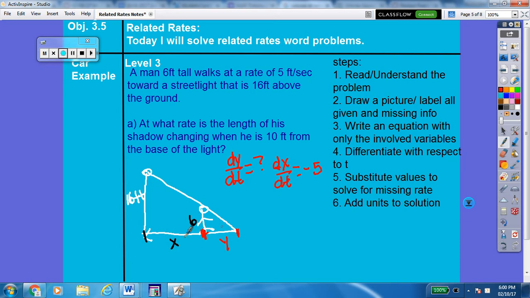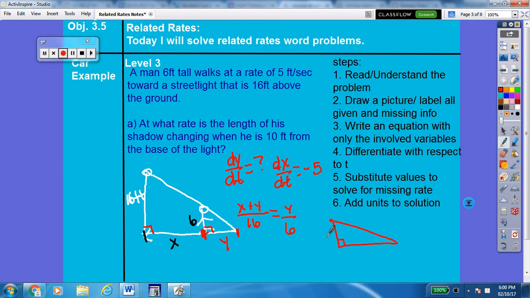We talked about similar triangles before. You definitely see we have a right triangle and a right triangle. So we have a big one and a little one. The big one has a base of x plus y. So when we set that up, it should look something like (x plus y) over 16 equals y over 6.